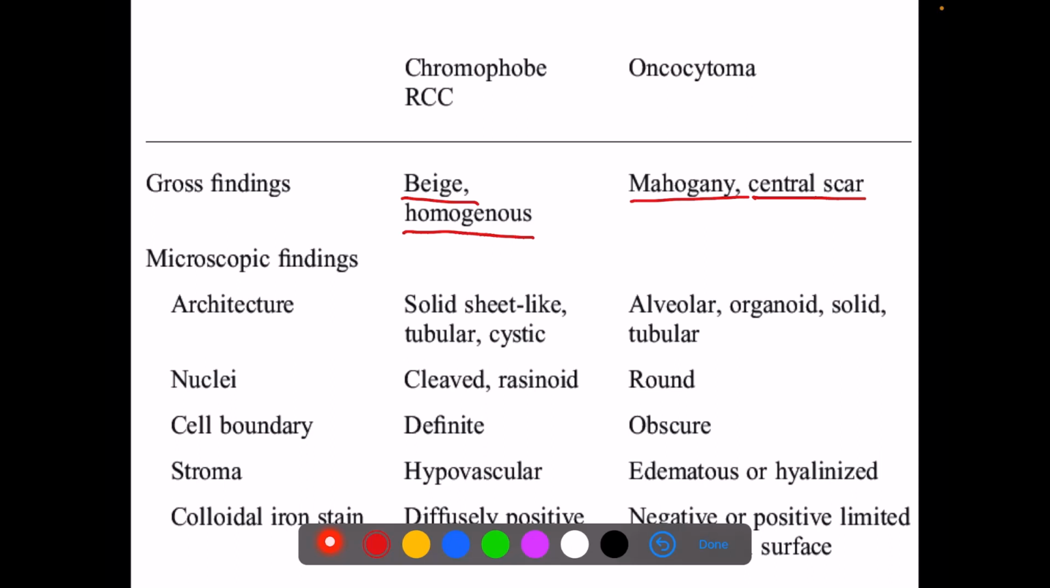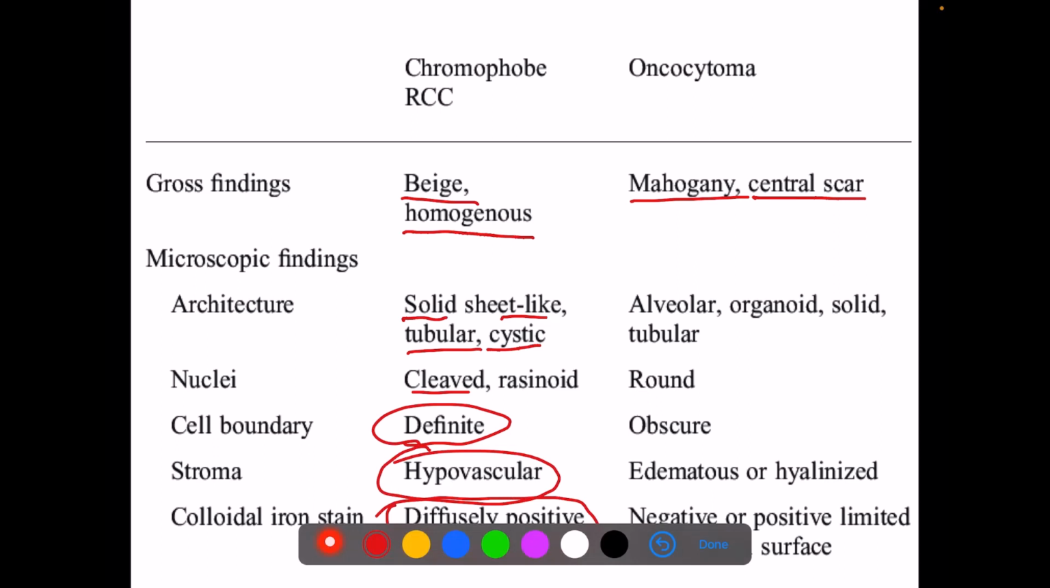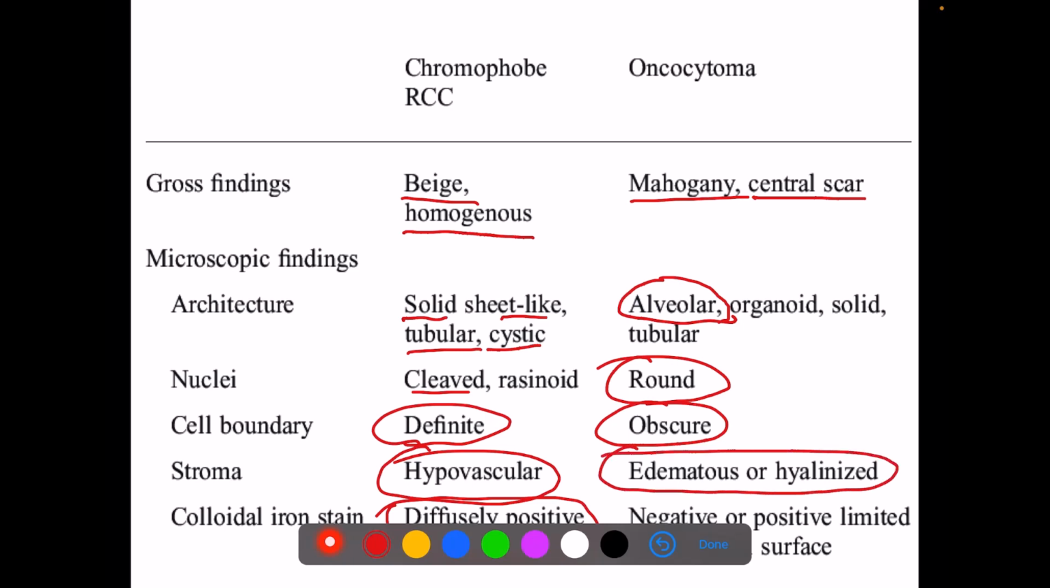In microscopy, chromophobe RCC appears solid, sheet-like, tubular, or cystic. The nuclei appear cleaved, and it has a definite cell boundary. The stroma is hypervascular, and colloidal iron stain is diffusely positive. Whereas in oncocytoma, the architecture is alveolar, organoid, or solid tubular. The nuclei appear round, the cell boundary is obscure, the stroma is edematous or hyalinized, and another characteristic finding is that staining is negative or positive limited to the apical surface.